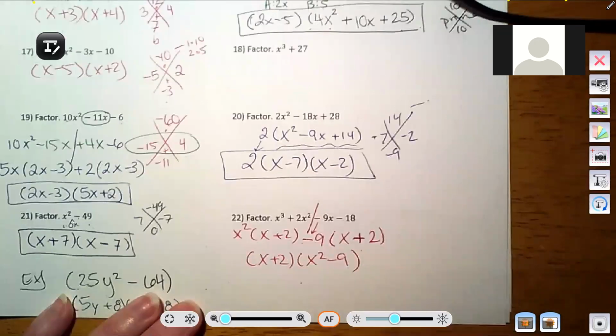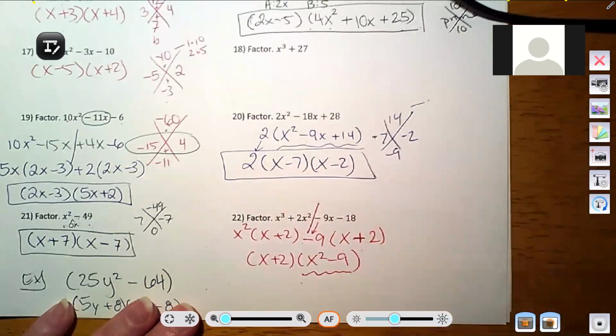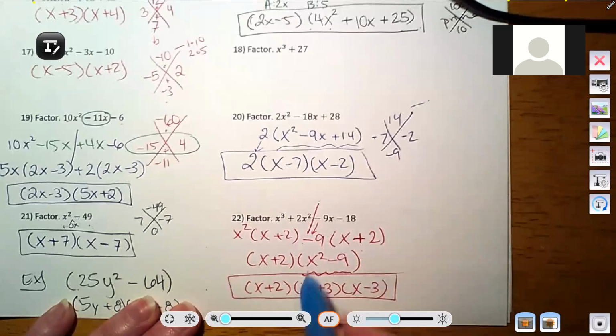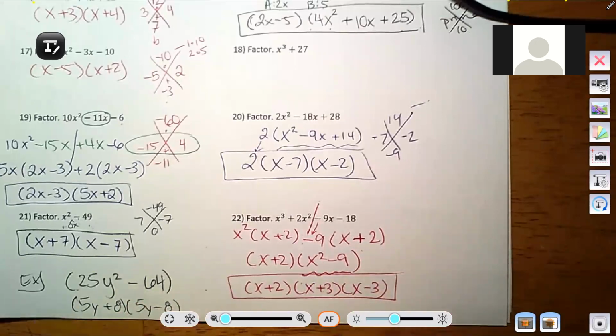And so it's like, oh, great, I factored it. But you're not completely done yet because there is a difference of squares right here. What was squared, 1 has a plus, 1 has a minus. So completely factor in order to get full credit.